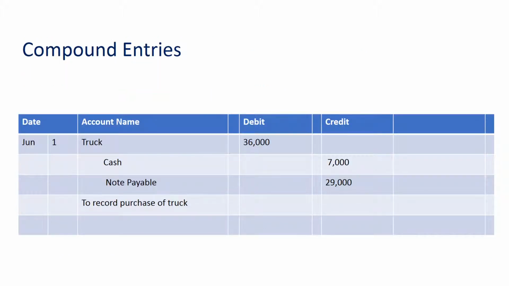Compound entries. Compound entries are used when a transaction affects more than two accounts. For example, suppose your business purchased a $36,000 truck for $7,000 down and signed a note payable for $29,000. In this case, two lines are used to record the two credits. The total of the credits should equal the total of the debits.